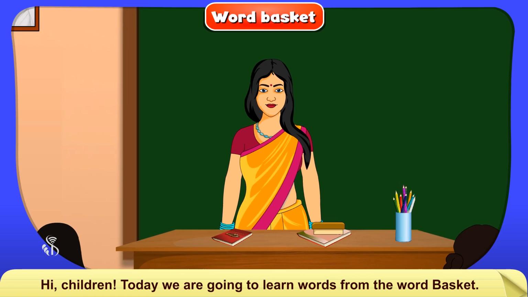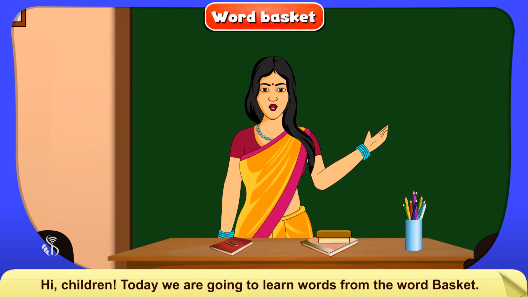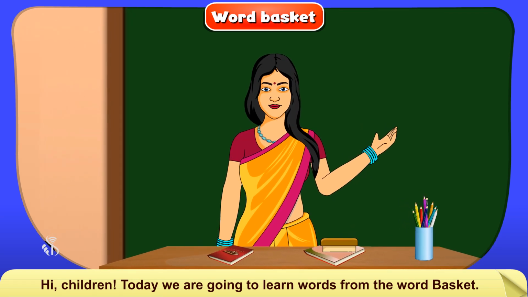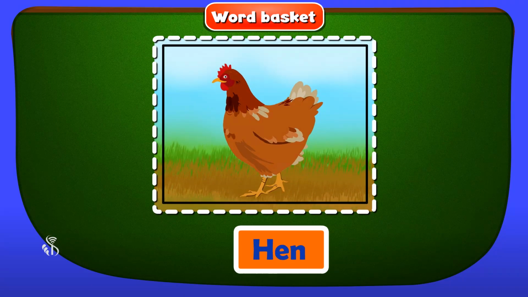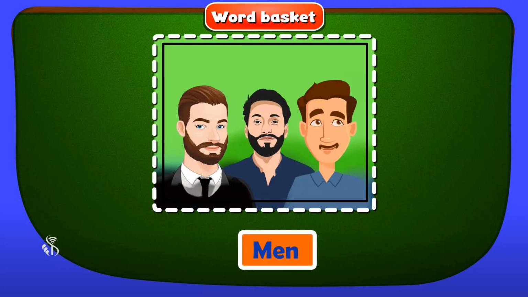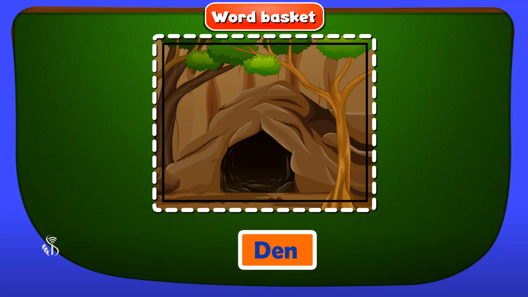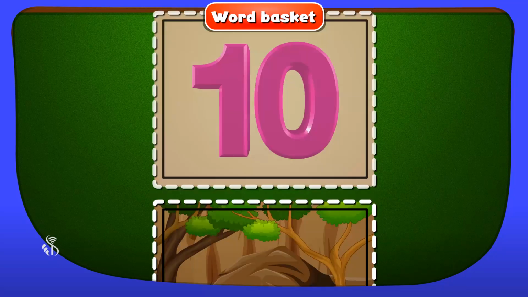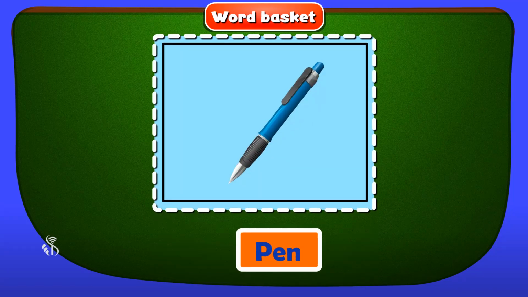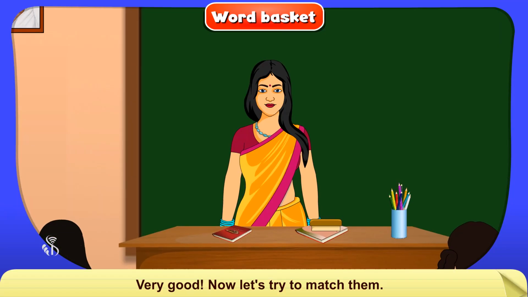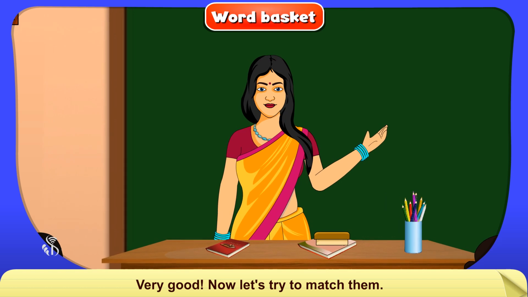Hi children! Today we are going to learn words from the word basket. So let's start. Look at these pictures. I will read their names. Listen and repeat after me. Hen, men, den, ten, pen. Very good. Now let's try to match them.